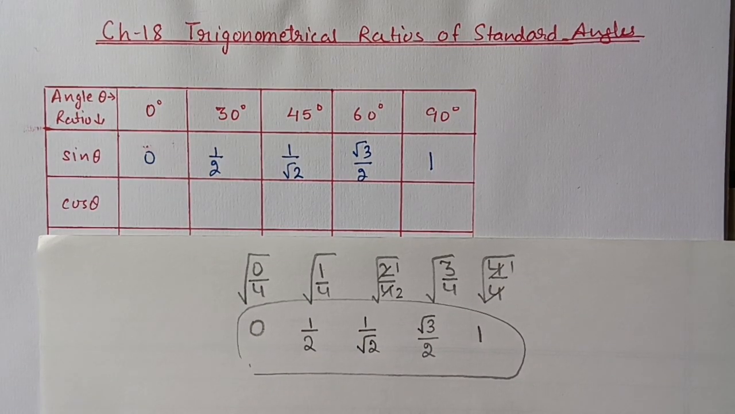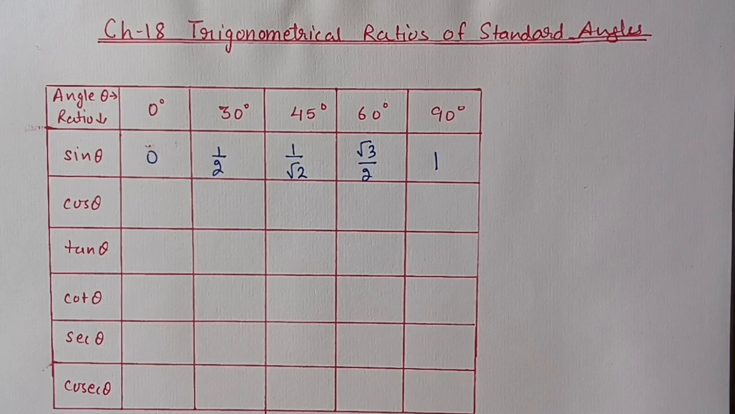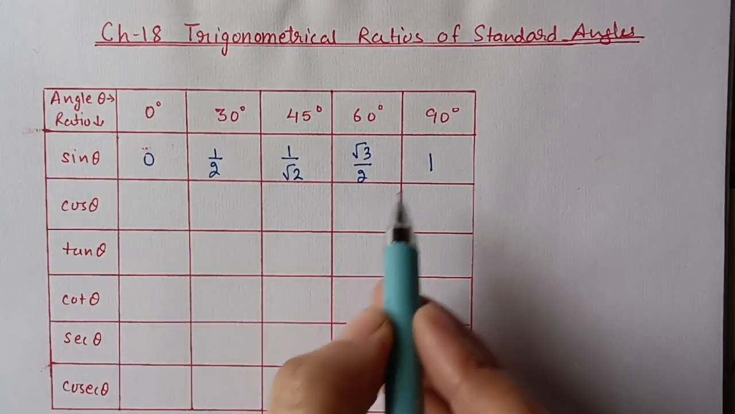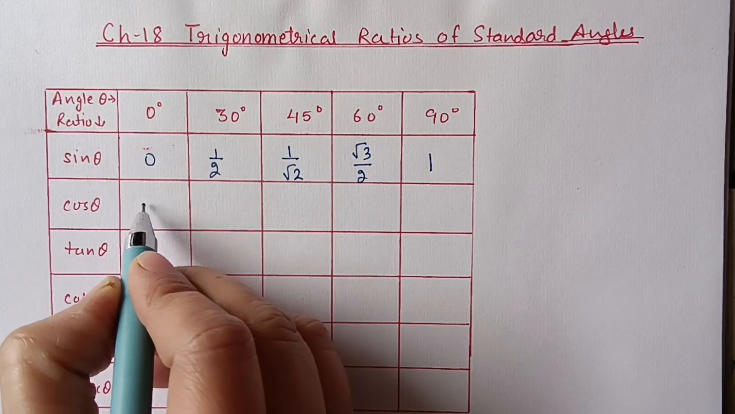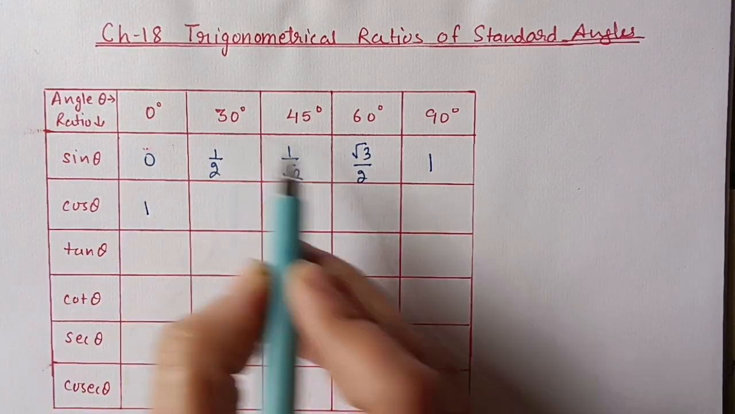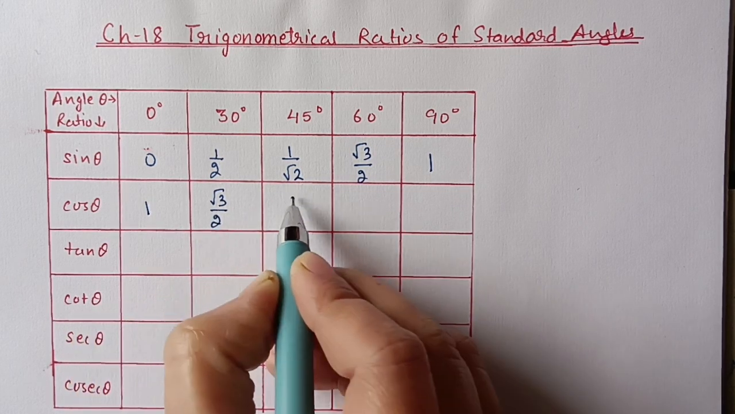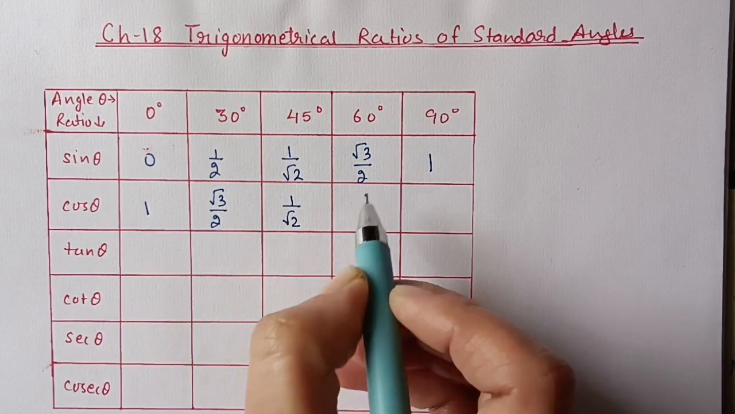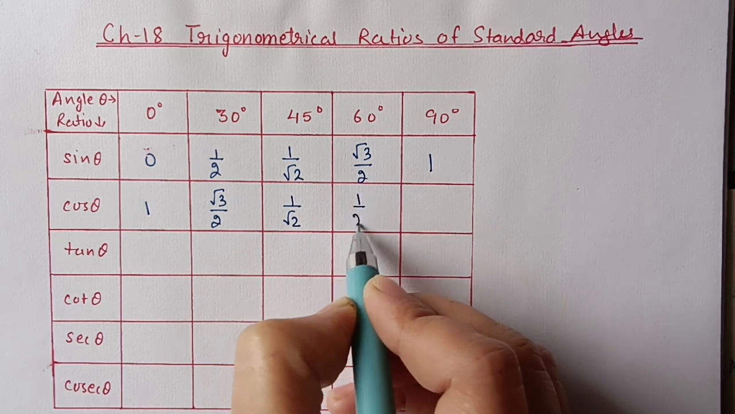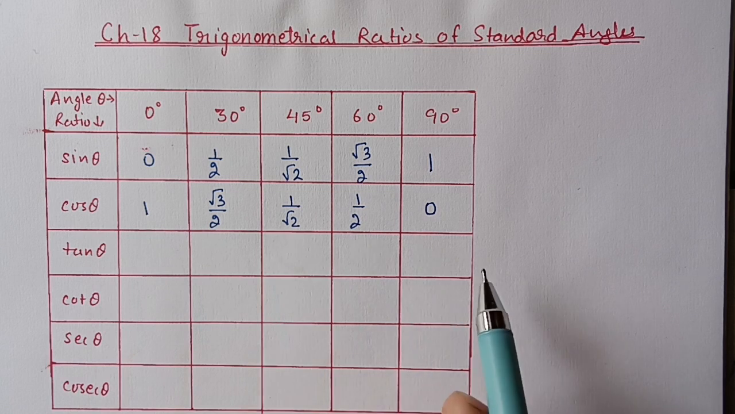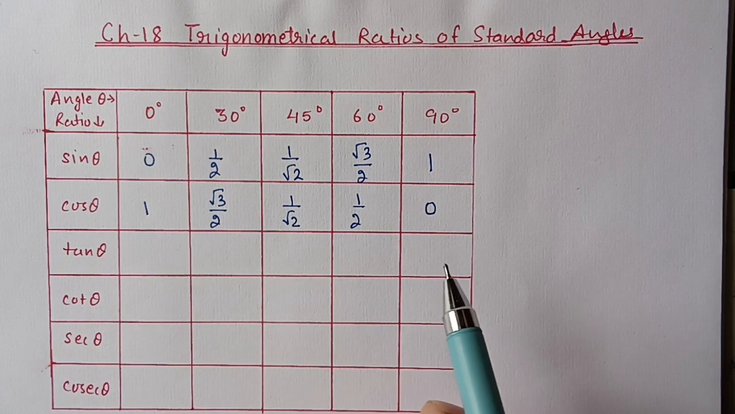After getting this first row, for cos, you just have to reverse this. Write this one in the reverse order. For cos, 0 value is 1. 30 value is root 3 by 2. 45 is 1 by root 2. And 60 is 1 by 2, and this is 0. So same thing, just write in the reverse order, you will get the values of cos.